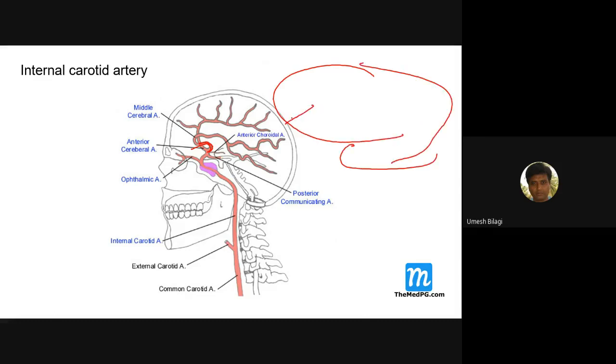What is this? Parietal, this is frontal lobe, parietal lobe, temporal lobe. Here, from medial to lateral, it comes out, this middle cerebral artery. And after coming out, it starts supplying the lateral aspect of the brain, whereas the anterior cerebral artery supplies the medial aspect of the brain. Okay.